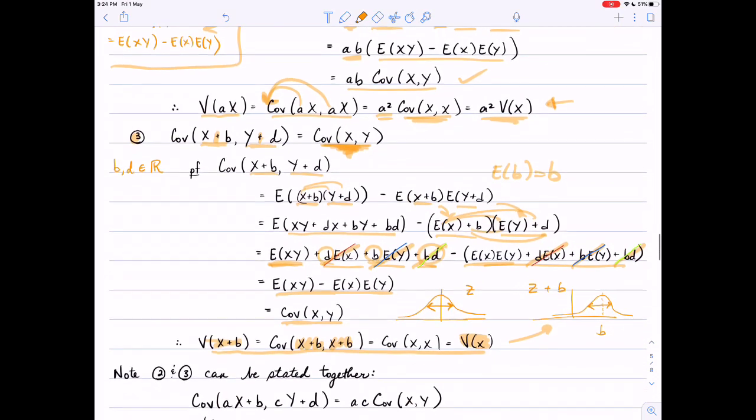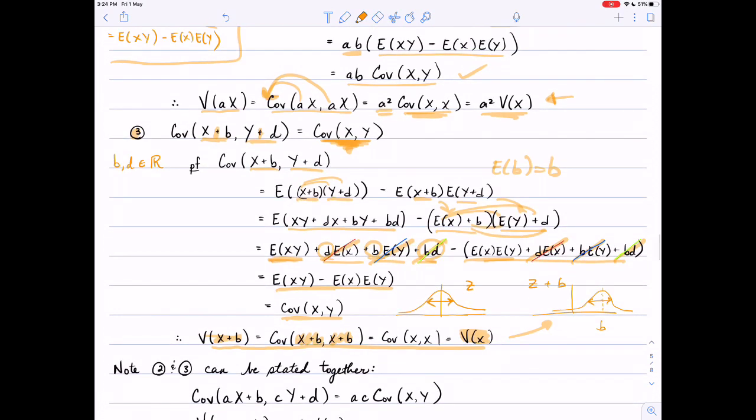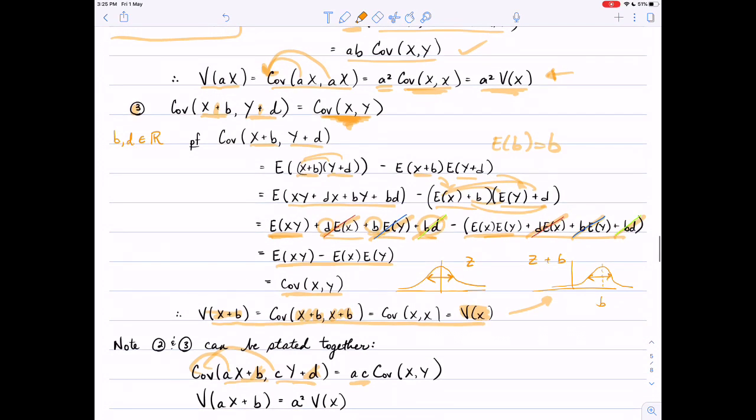2 and 3 can be stated together typically. So the covariance of ax plus b, cx plus d is, well, the b and the d don't change anything, and the a and the c come out, and so they're very often stated together as a single property here. And similarly for the variance, as a single property, 2 and 3 are the variance of ax plus b is a squared times the variance of x.